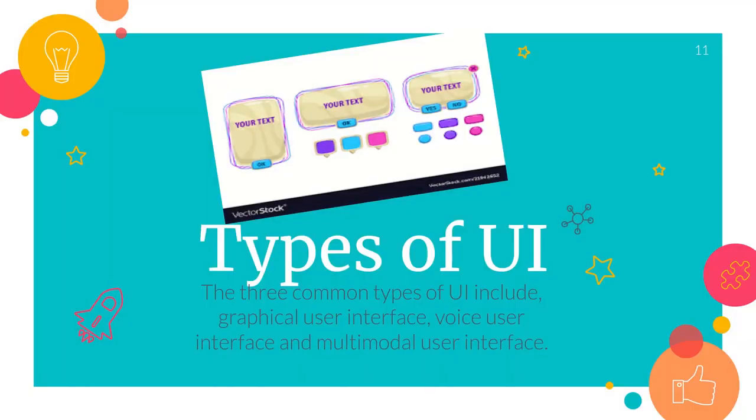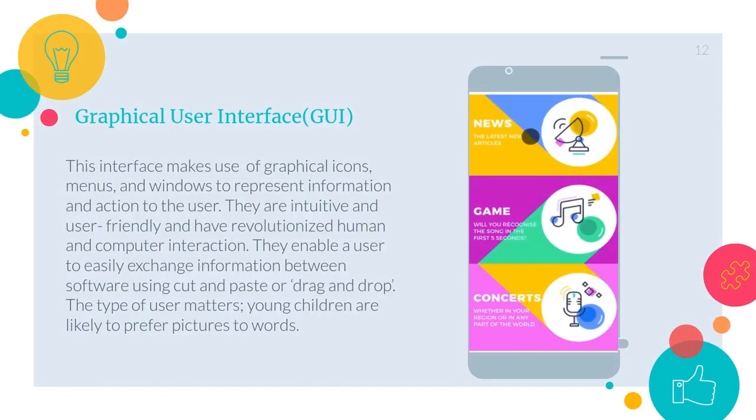Okay, so we come to the types of UI. With the types of UI, we have three common types. We have the graphical user interface, we have the voice user interface, the VUI, and then we have the multimodal user interface. We'll be taking them one by one and explaining them in detail. So we start with the graphical user interface.